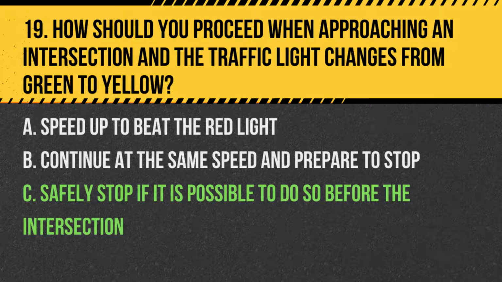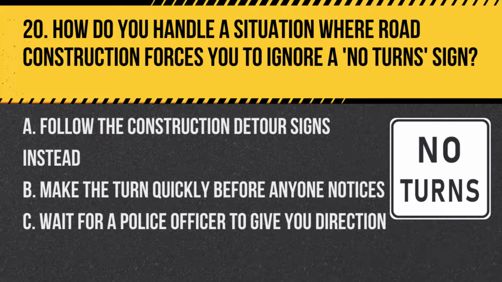Answer C. Safely stop if it is possible to do so before the intersection. When the light turns yellow, you should safely stop if you can do so before the intersection, unless you are too close to stop safely. Question 20. How do you handle a situation where road construction forces you to ignore a no-turn sign?